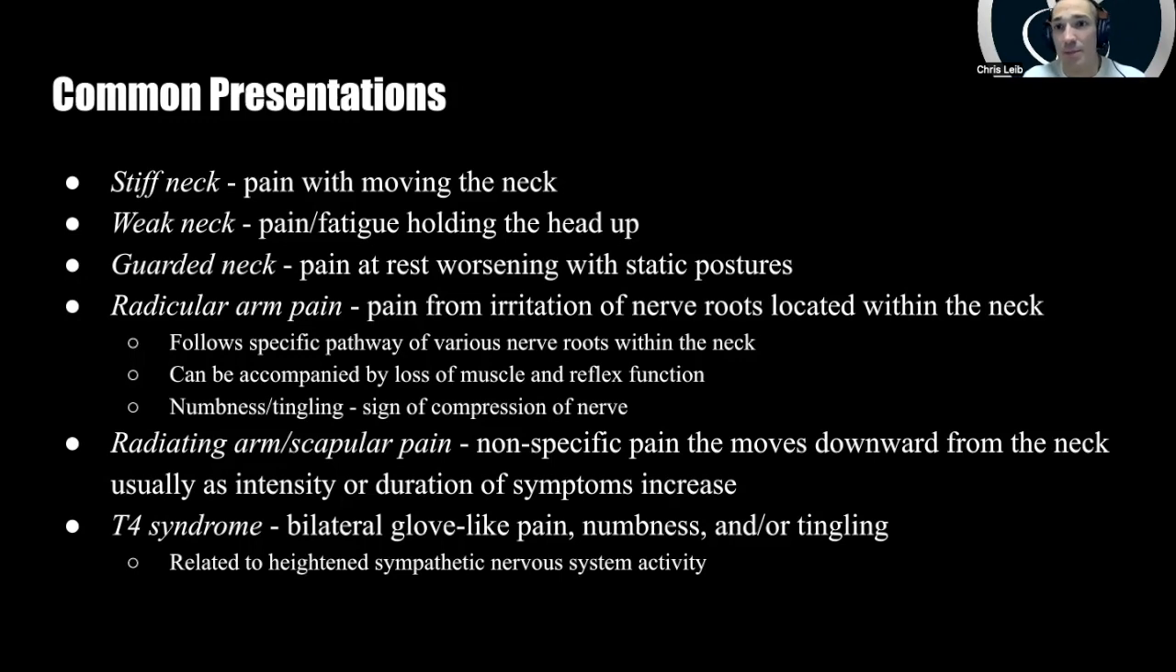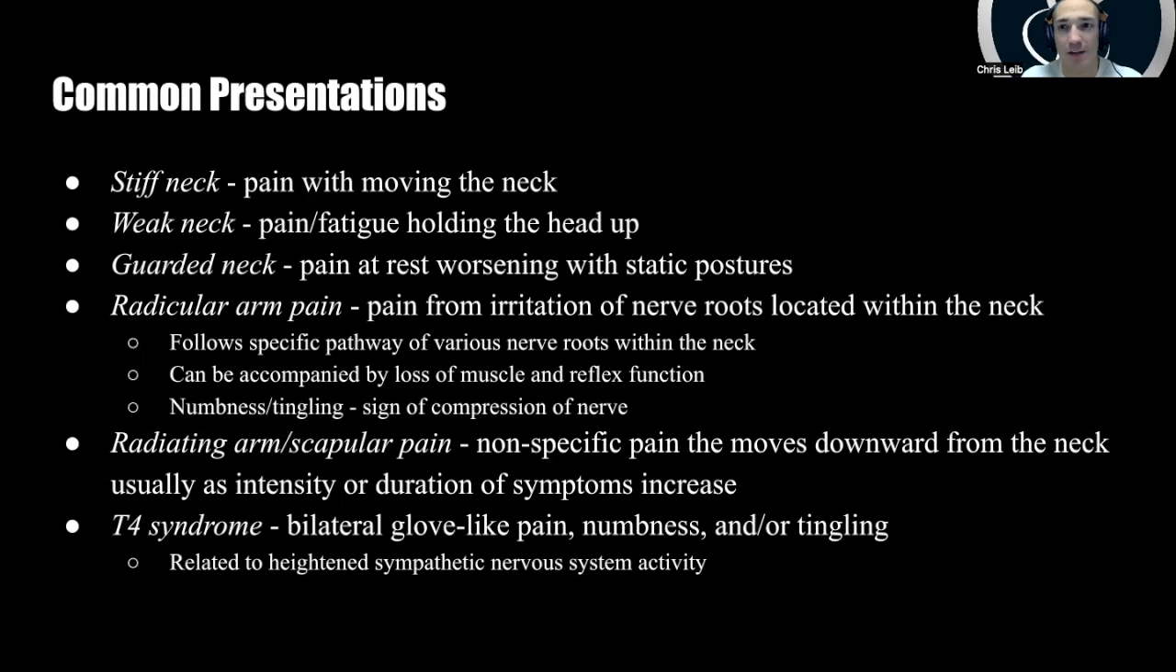Radiating arm or scapular pain is different than radicular pain, where the pain in the neck is just starting to spread. It's more nonspecific, starts to move downward from the neck into the shoulder blade region. It could be down into the arm, but not in a specific pathway like the radicular arm pain is.